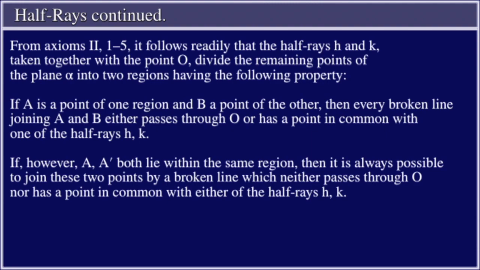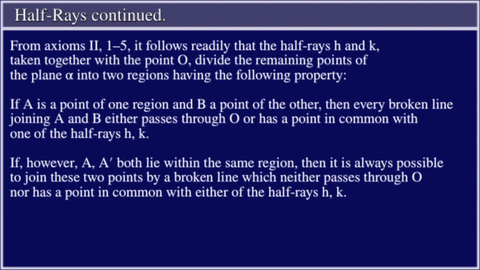From axioms 2, 1 through 5, it follows readily that the half-rays h and k, taken together with the point O, divide the remaining points of the plane into 2 regions having the following property. If A is a point of one region and B is a point of the other, then every broken line joining A and B either passes through O or has a point in common with one of the half-rays h or k. If, however, A and A' both lie within the same region, then it is always possible to join these 2 points by a broken line which neither passes through O nor has a point in common with either of the half-rays h or k.